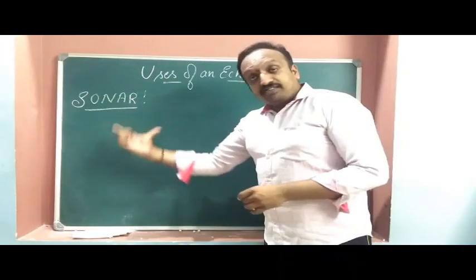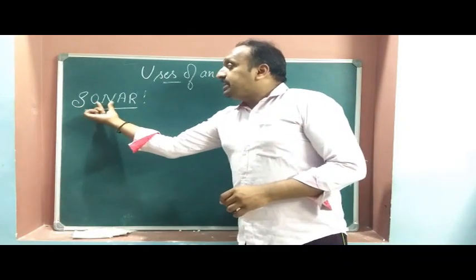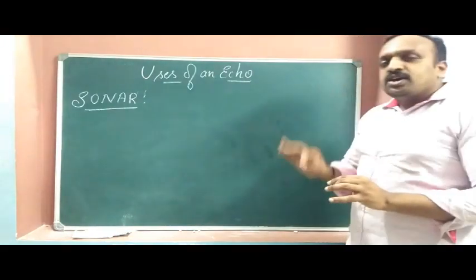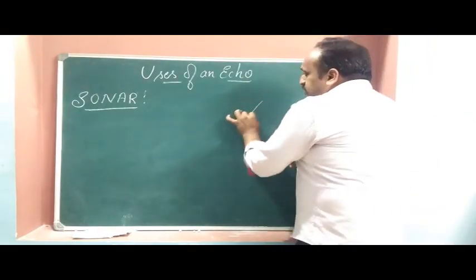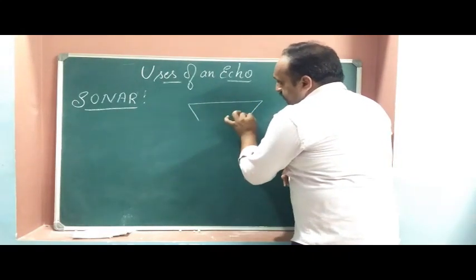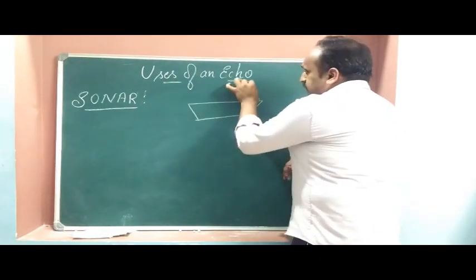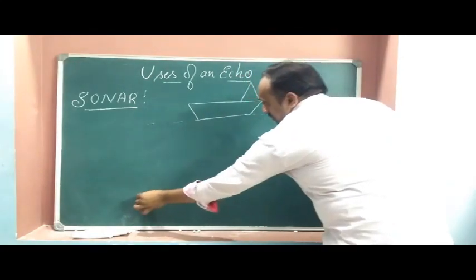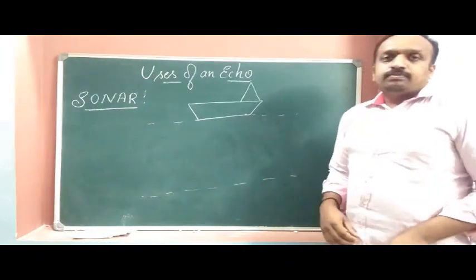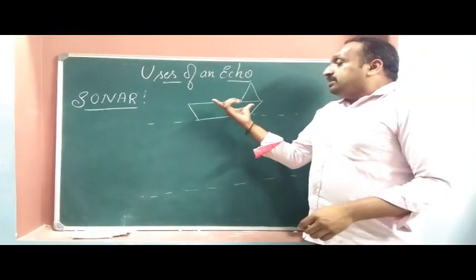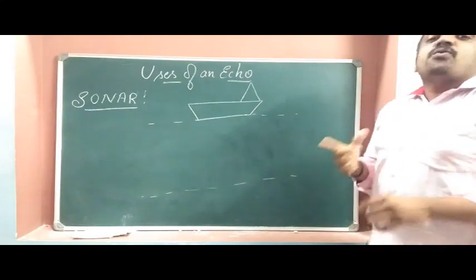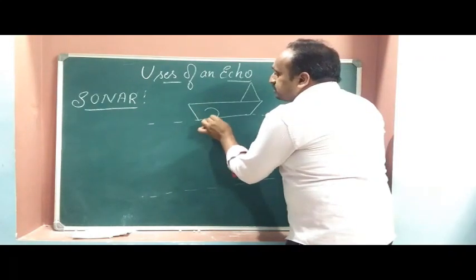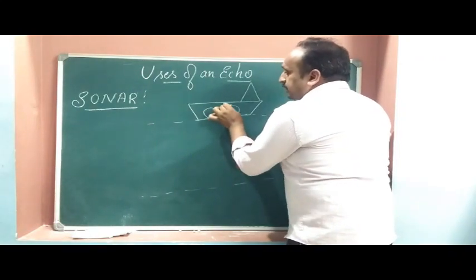What is the abbreviation of sonar? Sound Navigation and Ranging. I will show how it works with a simple diagram. So let me draw. This is the depth of the ocean. See here, this boat is provided with a device called a transmitter and a receiver.